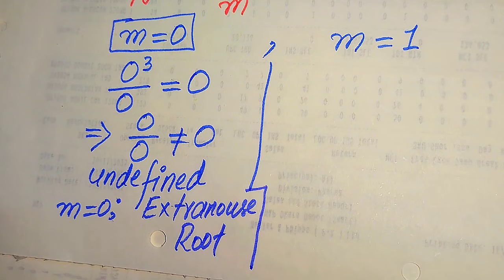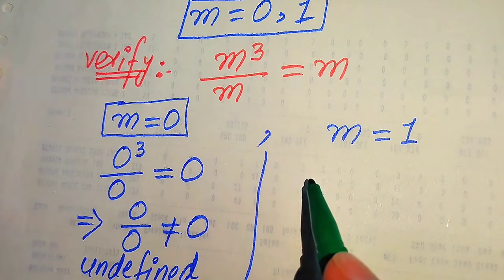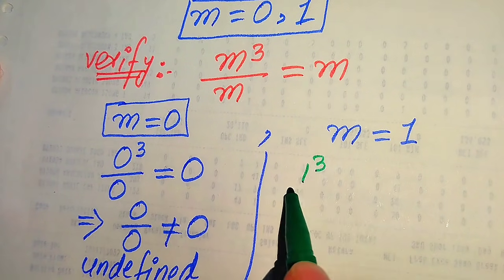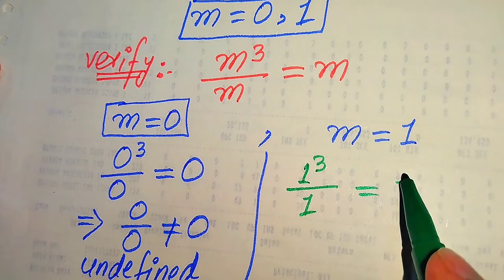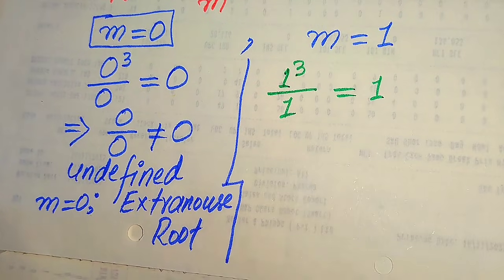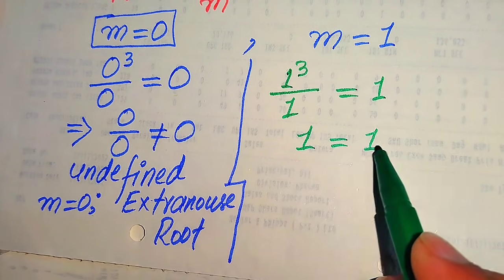And here we need to verify the second value of m, and that is m equals to 1. When we substitute m equals to 1 into the given question statement, it will be written in this form. So after substituting it becomes 1 cubed divided by 1 is equal to 1. And further we have 1 cubed becomes 1, is equal to 1.